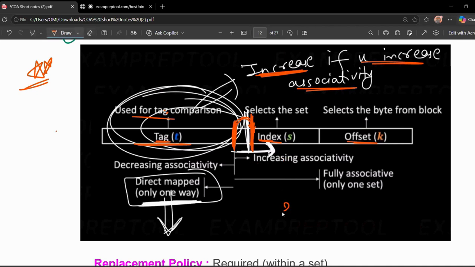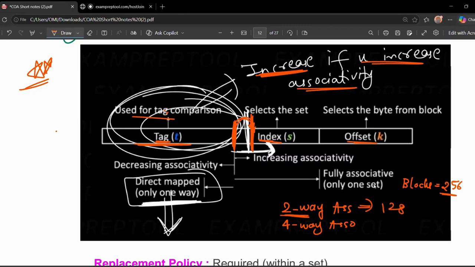So for example, you have two-way associative, and then you have four-way associative. Assume the total number of blocks is 256. So how many sets in two-way? 128, right? 256 divided by 2. What is it for four-way? 256 divided by 4. Can someone tell the answer? 256 divided by 4, what is it? I think it is 64.